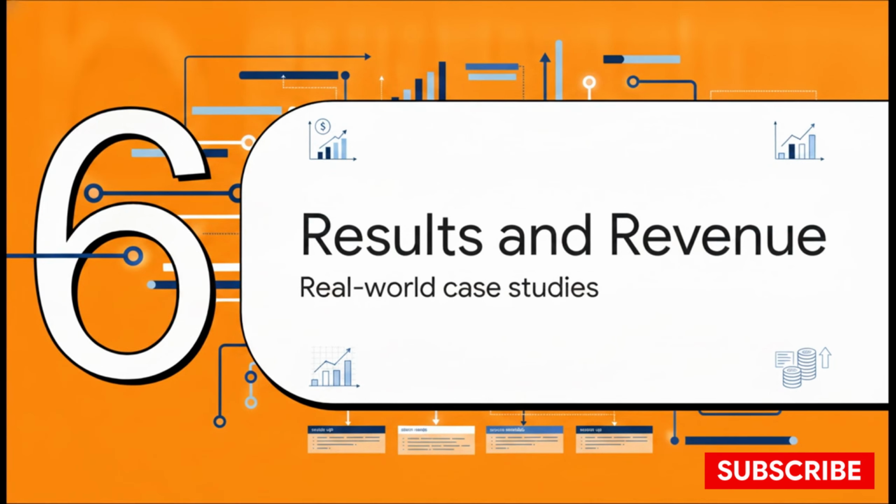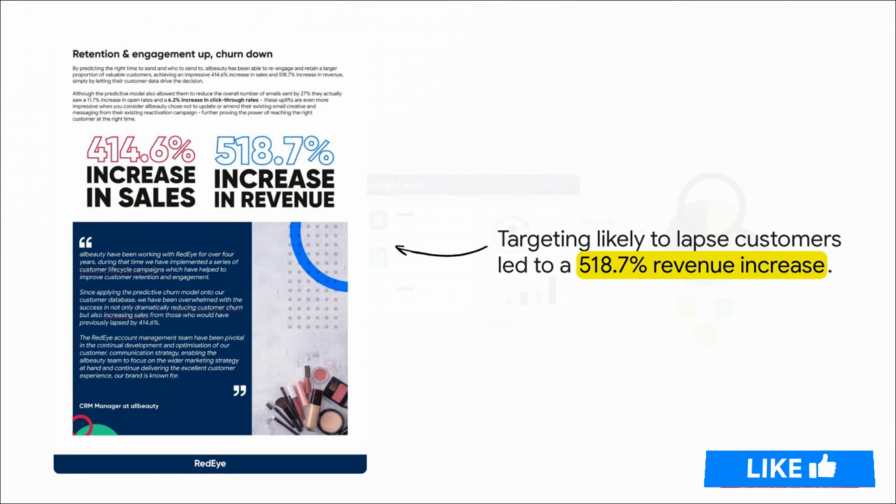Section 6. Real results and revenue. Let's look at some proof. Consider the online retailer All Beauty. They recognized it was far more expensive to acquire a new customer than to service a repeat one. So, by using predictive data to identify the exact moment a customer was likely to lapse and reaching out at that perfect time, they achieved an astonishing 518.7% increase in revenue. This just proves the sheer scale of the opportunity sitting in an existing, quiet customer base.